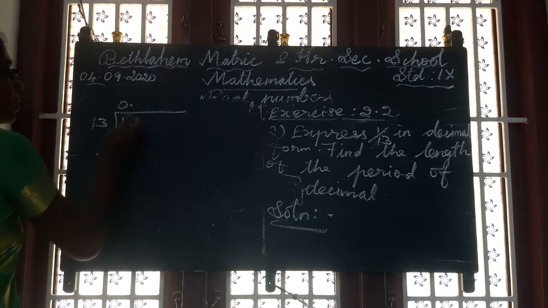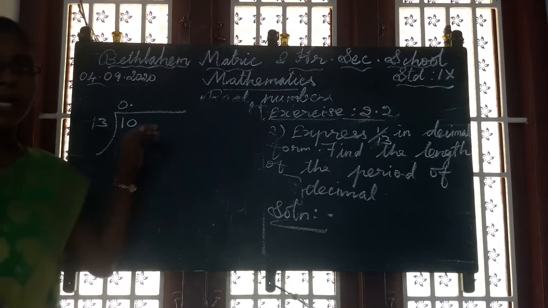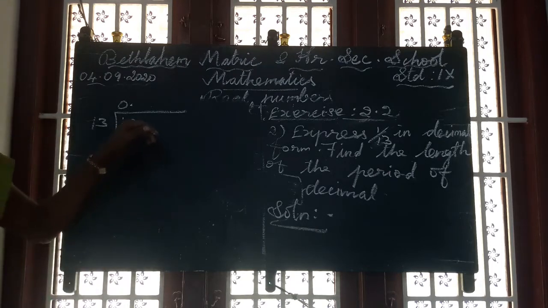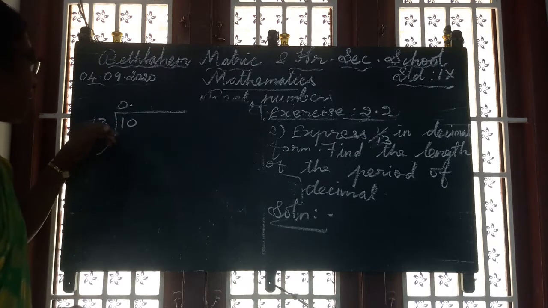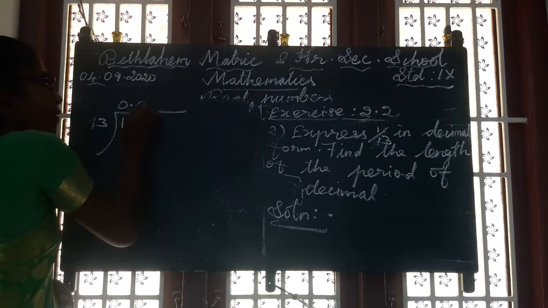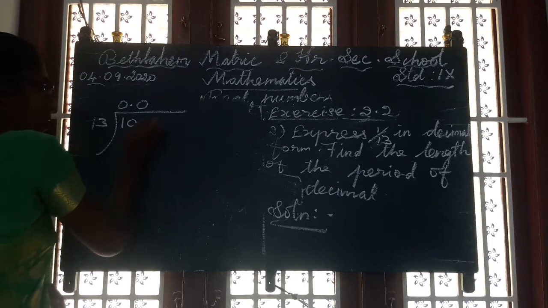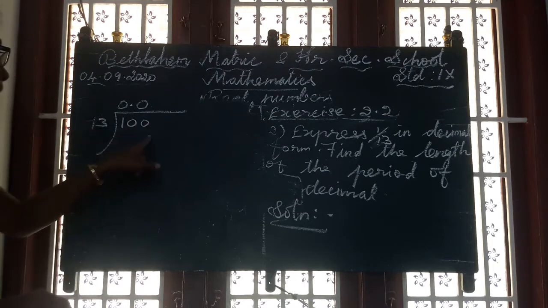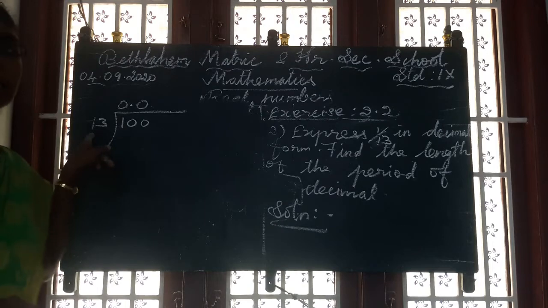Write 0 point. Here also write 0. Now check it: 10 is less than 13. So here also write one more 0. Here also write 0. Now 100. 100 is greater than 13.